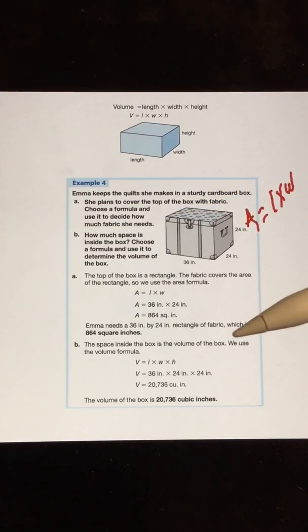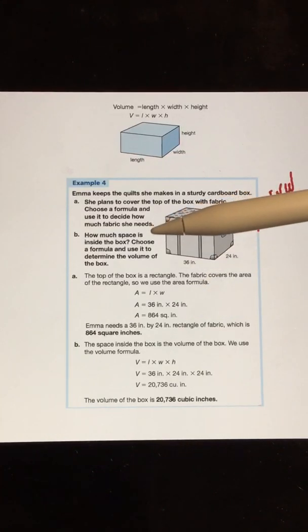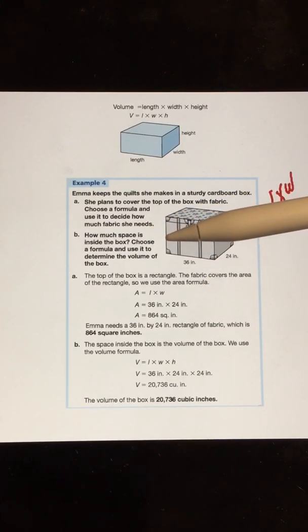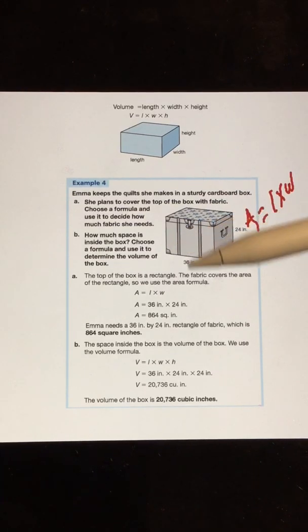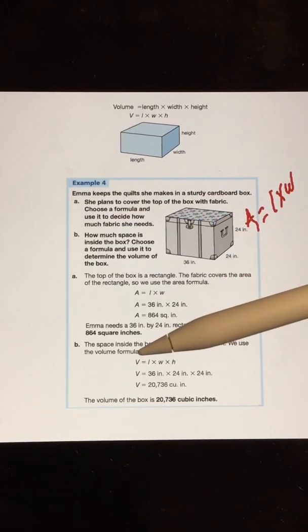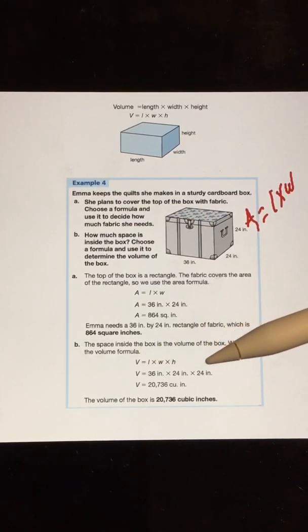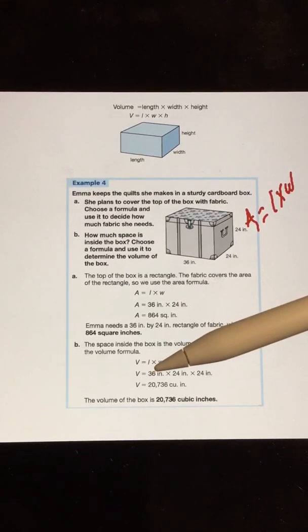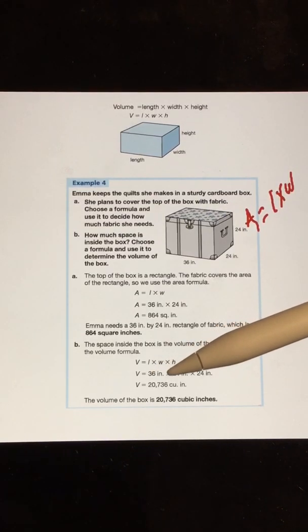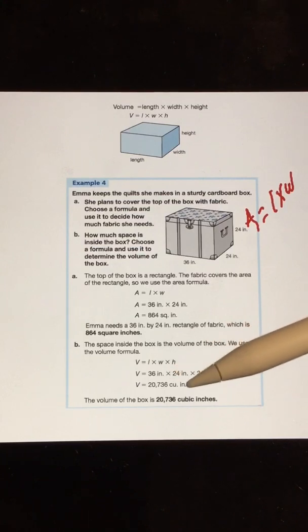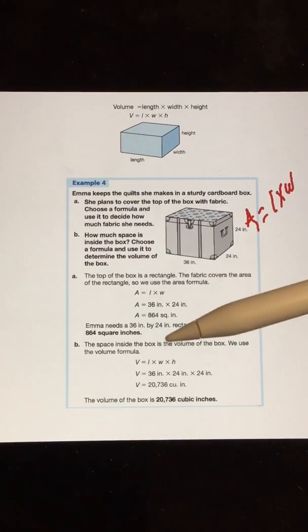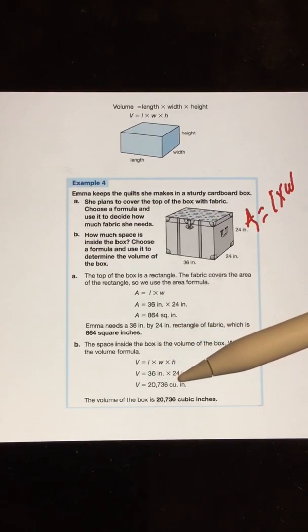So the next question is, how much space is inside the box? Choose a formula and use it to determine the volume of the box. So here we go. Volume equals length times width times height. The volume is 36 inches times 24 inches times 24 inches, which is 20,736 cubic inches. All right, volume, 3 dimensions. That's why it's cubic inches.